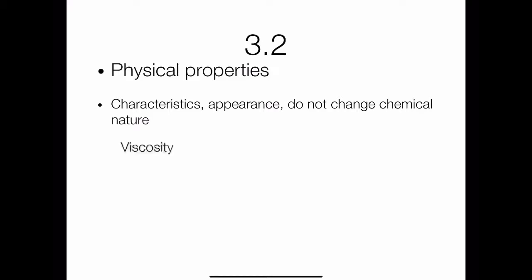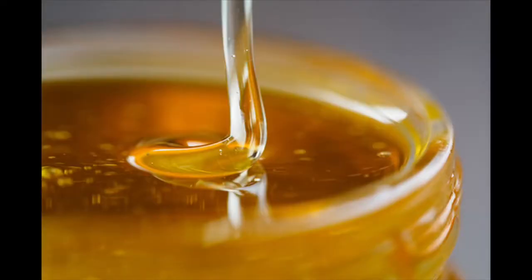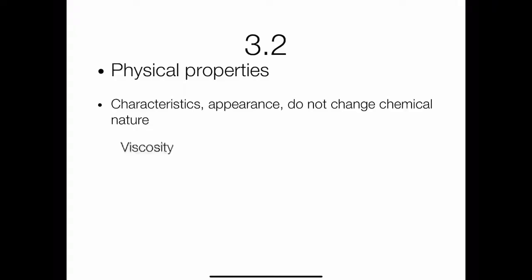And this can be things like viscosity. Viscosity is resistance to flow. So if I try to pour something out of a container, if it doesn't flow very easily, something like syrup, molasses, if it doesn't flow easily, it's considered to have a high viscosity. So that's an example of a physical property of that substance. I don't have to change it to see that it looks like that.